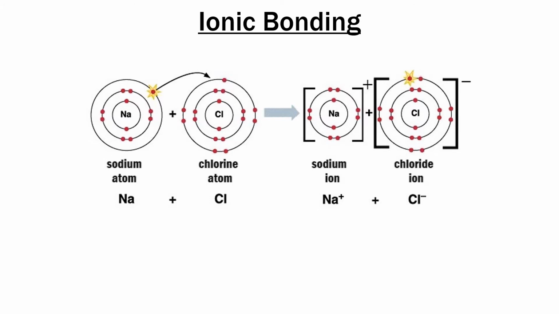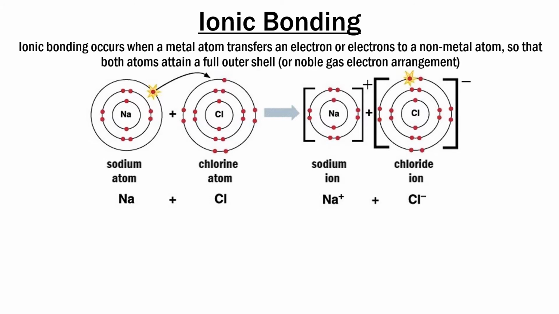We've studied ionic bonding, and we've said that ionic bonding occurs when a metal atom transfers an electron or electrons to a non-metal atom, so that both atoms attain a full outer shell. The significance, the importance of this is that they attain a noble gas electron arrangement, so full outer shells.